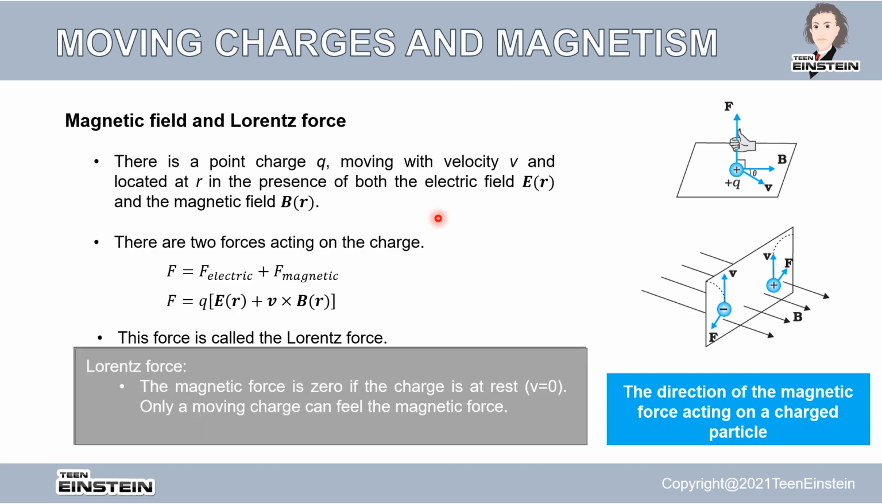The final point is the magnetic force is zero if the charge is at rest. It's clear from this picture that if V becomes 0, V cross B becomes 0. So only a moving charge can feel the magnetic force. This is a very important point. So if that, then we go back to the electrostatic case. If you have this equation F equals Q times E plus V cross B, and if V equals 0, that means the charge is just at rest, then you just get F equals Q E, which is the electrostatic case which we discussed before.